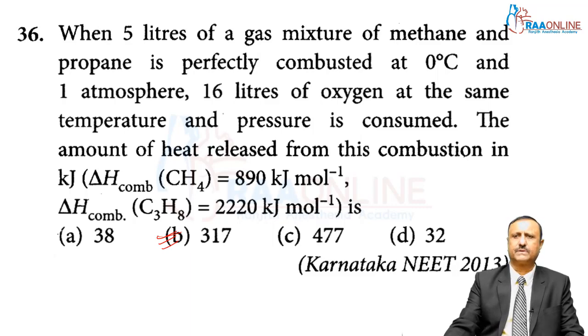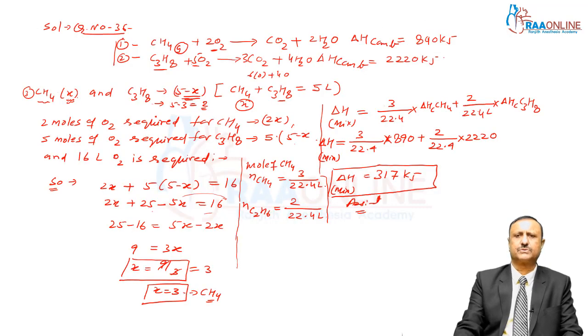5 liter of a gas mixture of methane and propane is perfectly combusted at 0 degree and 1 atmosphere. 16 liter of oxygen at the same temperature and pressure is consumed. The amount of heat released from this combustion in kilojoule. Amount of heat, that is 317 kilojoule. Delta H combustion of methane is 890 and delta H of propane is 2220. Now we can solve this question. This is the solution of this question.